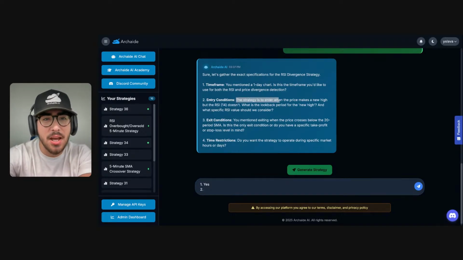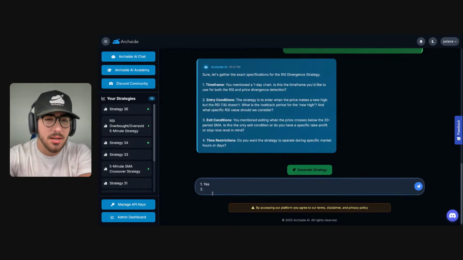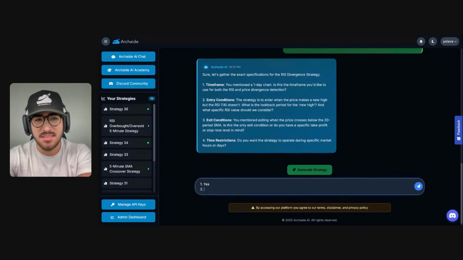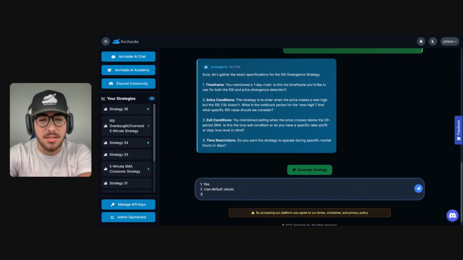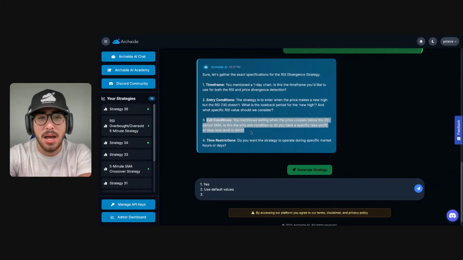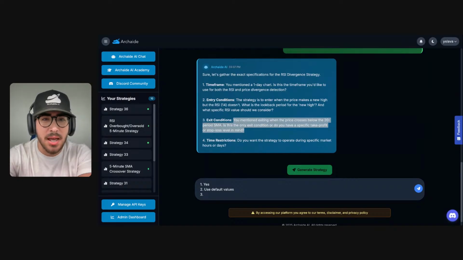Entry conditions: the strategy is to enter when the price makes a new high, but the RSI doesn't. What is the look back period for the new high, and what specific RSI value should we consider? Again, this is not my particular strategy, so I'm just going to say use default values. It may give us some pushback, the AI may not like that answer, but we're going to double down and see if we can't just use the default values.